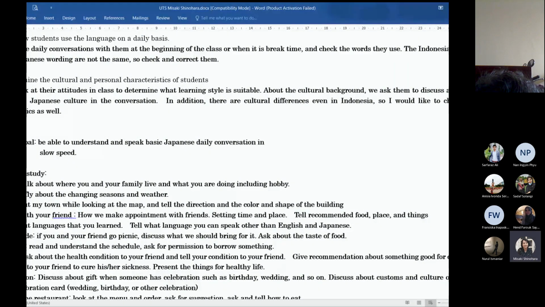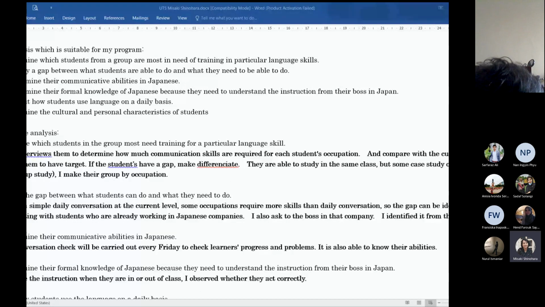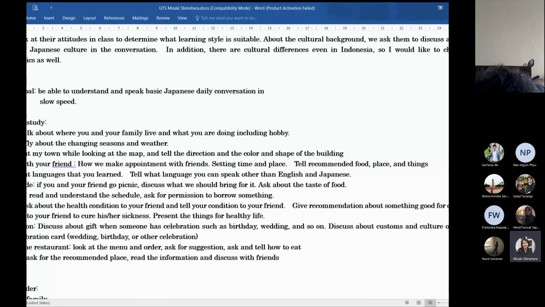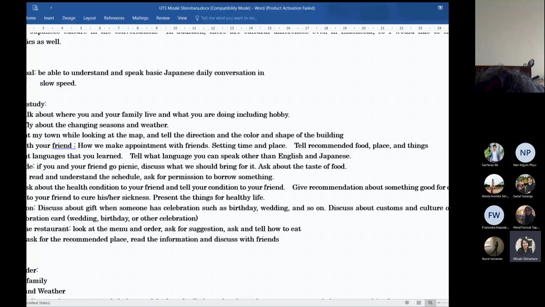But the amount of study, maybe if they improve faster in conversation, I will give more conversation. Okay. Okay. And content of study. Their study program is below. Contents of study is like this, number 1 to number 11 in my program.